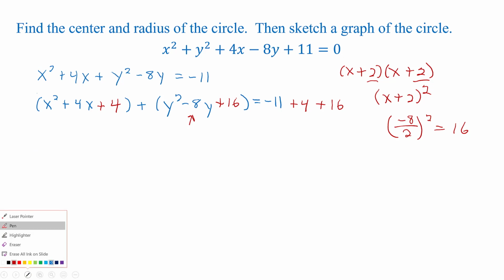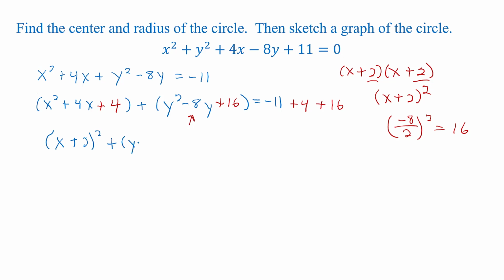(x + 2)^2 + (y - 4)^2 equals negative 11 plus 4 plus 16, which would be 20 minus 11, or 9 on the right side.